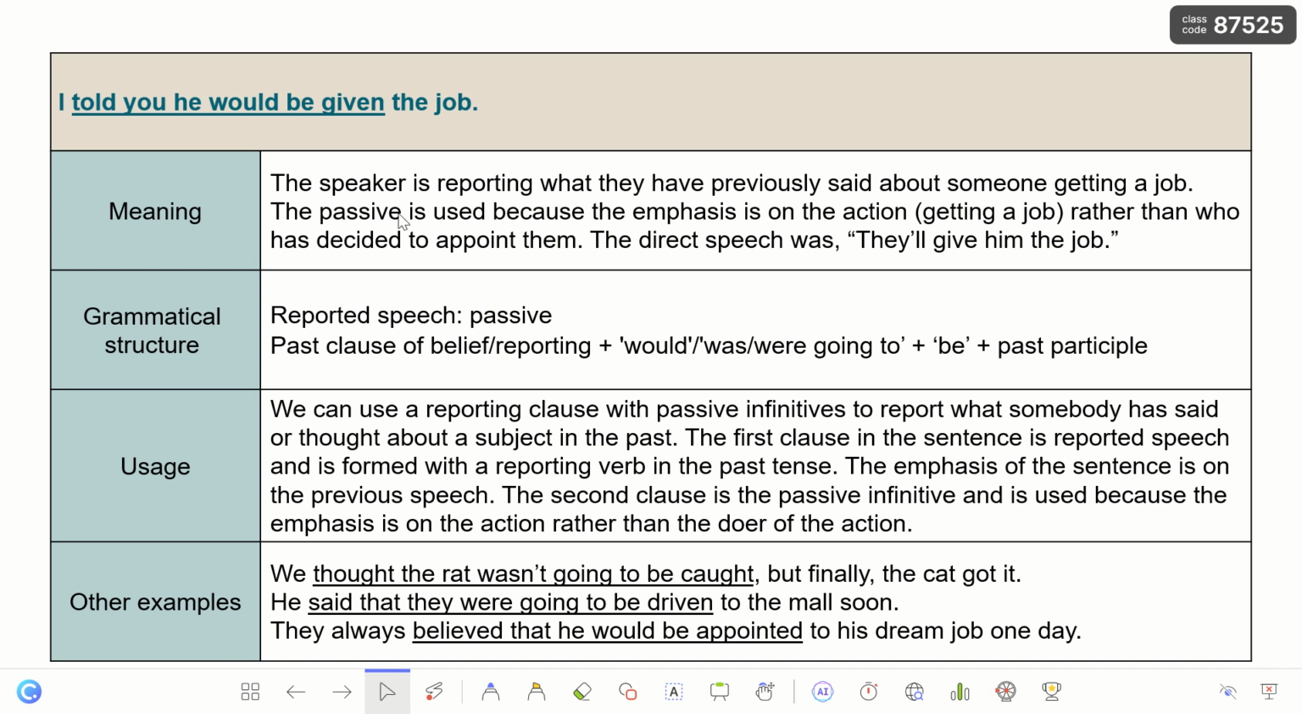Do you remember passive? When we focus on the action, on the result, not on the doer or on the performance of the action. So the passive is used because the emphasis, التركيز, is on the action, getting the job, rather than who the performer is or who decided to appoint them. So the direct speech was, they will give him the job. So in reported speech passive, we use the past clause of belief or reporting. I told you.